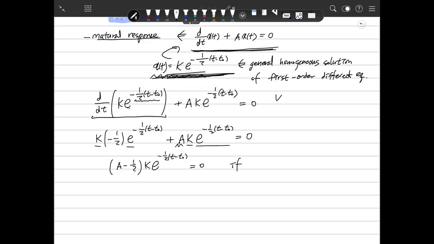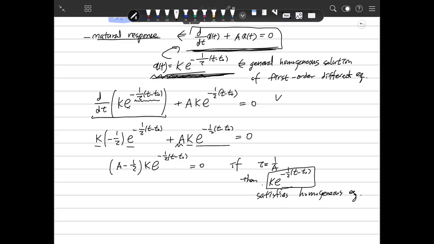So if tau is 1 over a, then K exponential of minus (t minus t0) over tau satisfies the homogeneous equation. So this is the general form of the homogeneous solution of this first order differential equation. What is the condition? The condition is that tau is 1 over a.